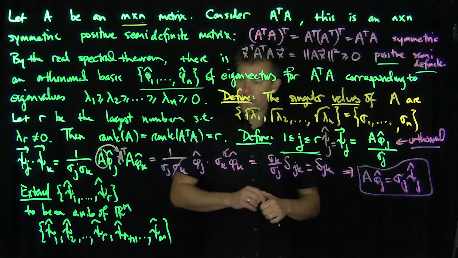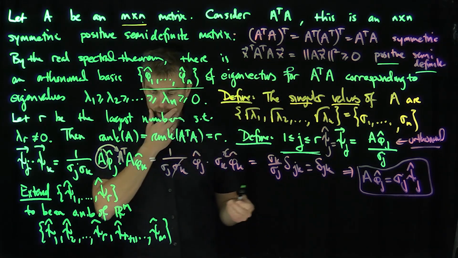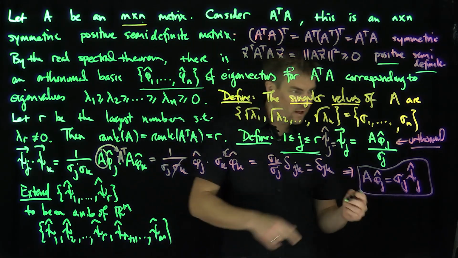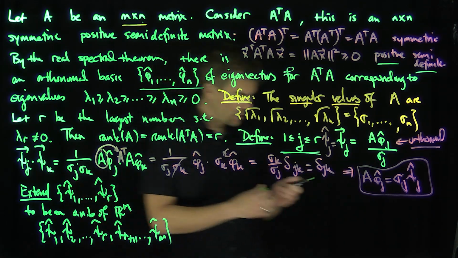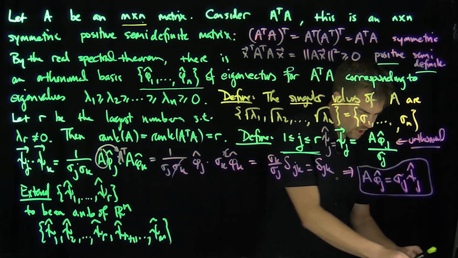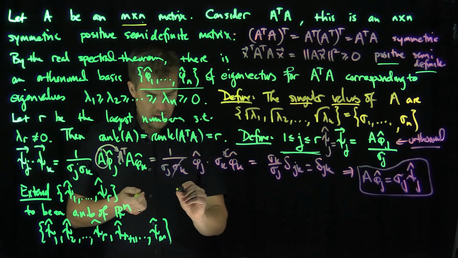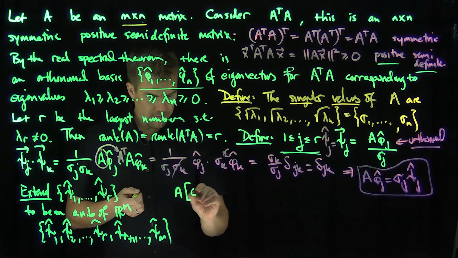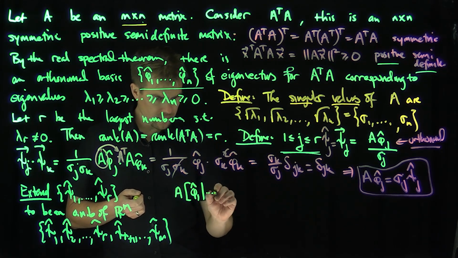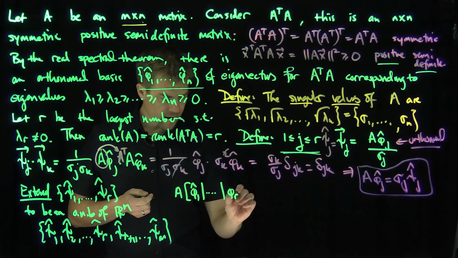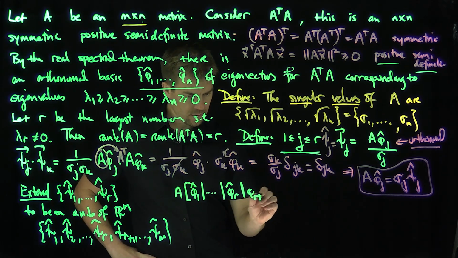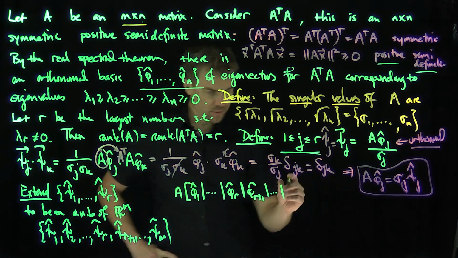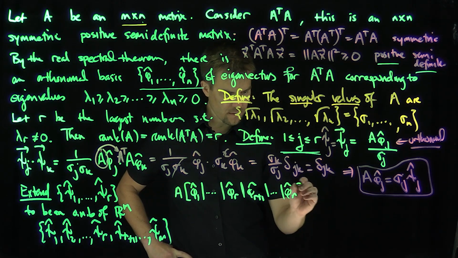Great. And so now what do I know? Well, what can we say? We can say the following. This matrix relationship over here, let's look at our matrix relationship. Our matrix relationship is A applied to phi 1 hat all the way down to phi r. I can put a whole bunch of extras in here, phi r plus 1, all the way down to what? All the way down to phi n.